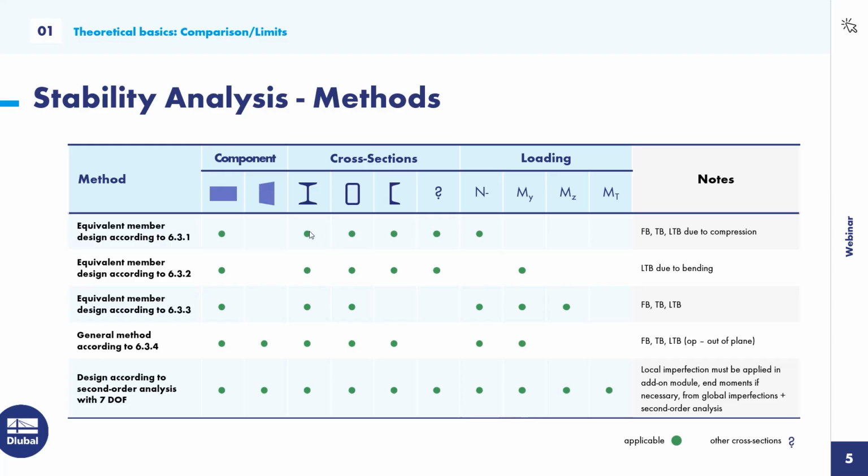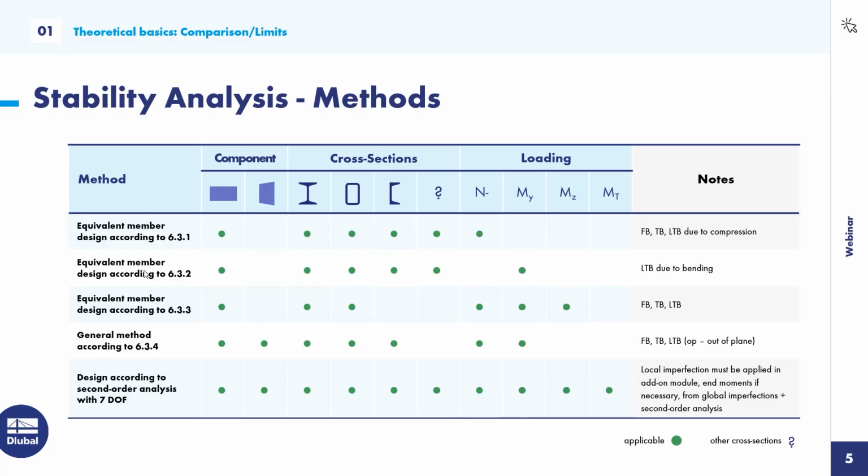You can see I sections are valid. Hollow sections, and also other sections are valid, but only compression. And then the different designs, flexural buckling, torsional buckling, and lateral torsional buckling are done. Examples for these methods would be hinged columns or compression members.